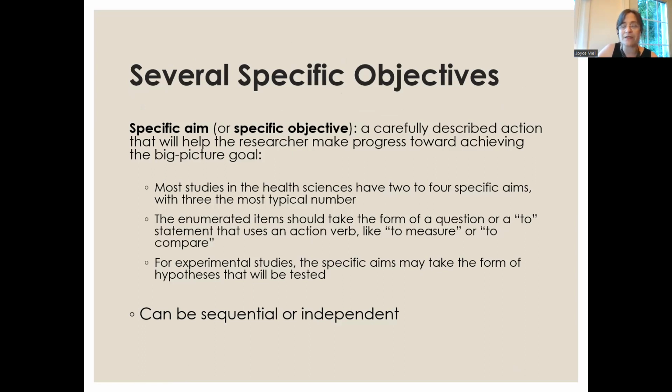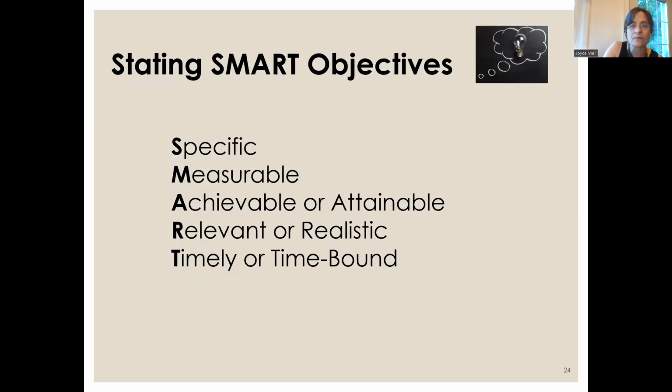When you have an experimental study or a quantitative study, generally your specific objectives become hypotheses. They're the measurable steps. And they can be sequential or independent, meaning one objective can lead to another, or they can be separate. And then what is an objective? It has to be specific, measurable, attainable, realistic, relevant, and time-bound.